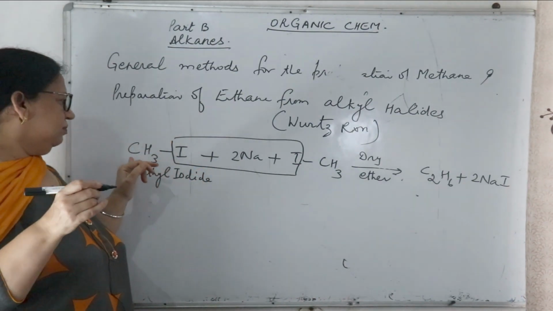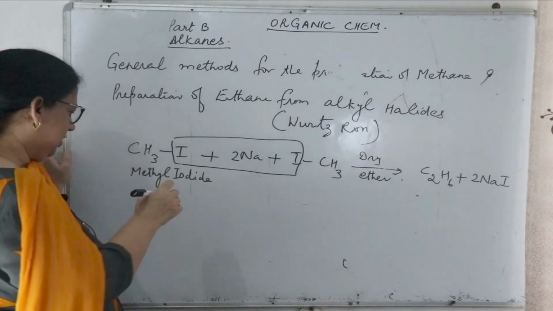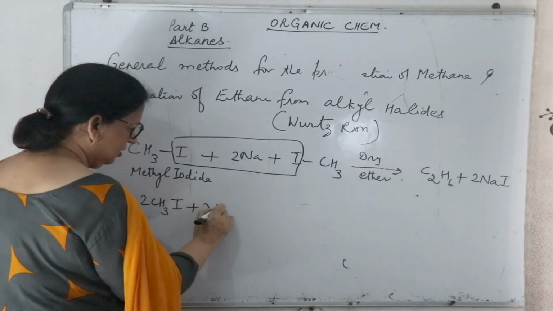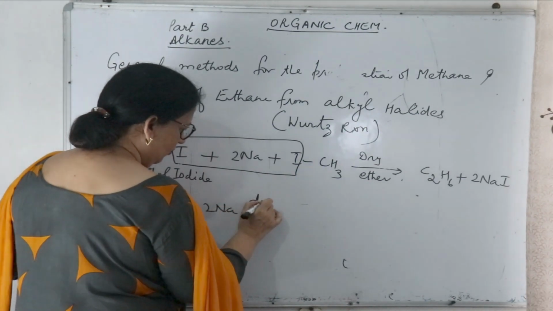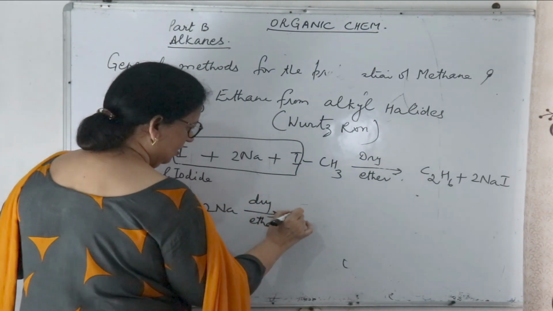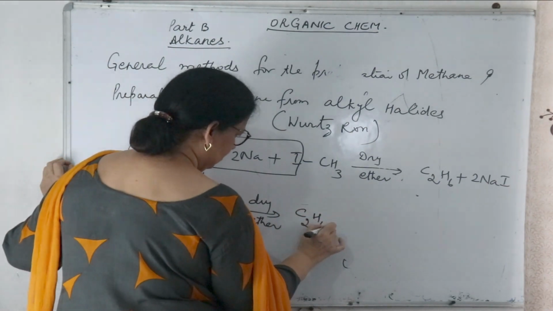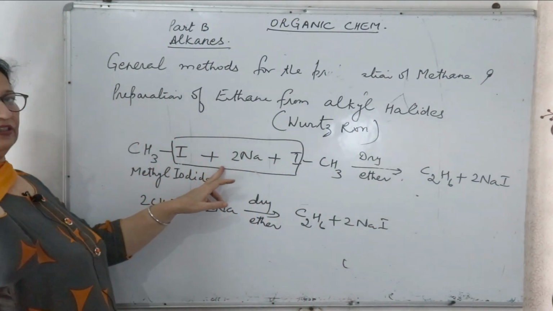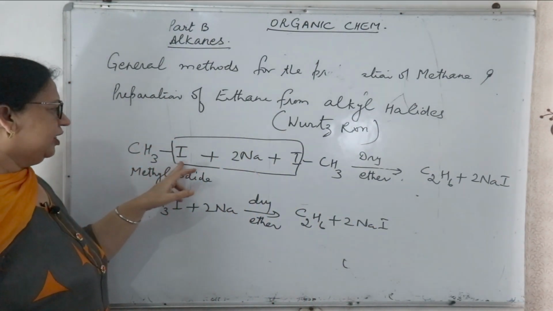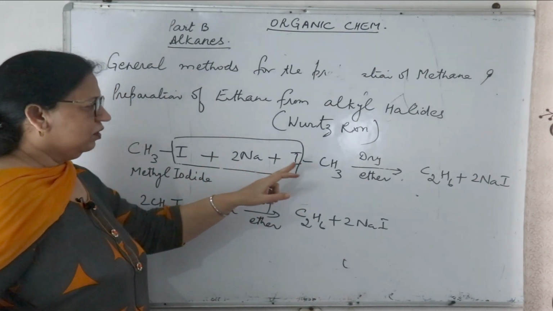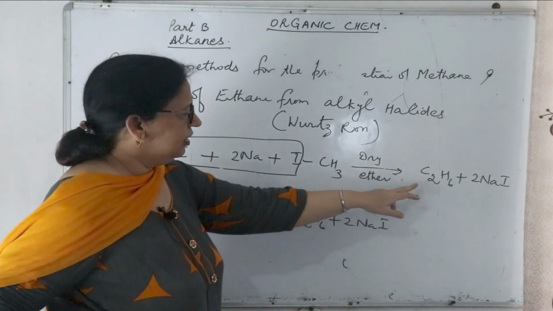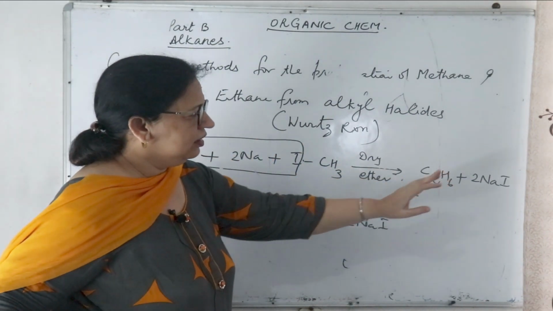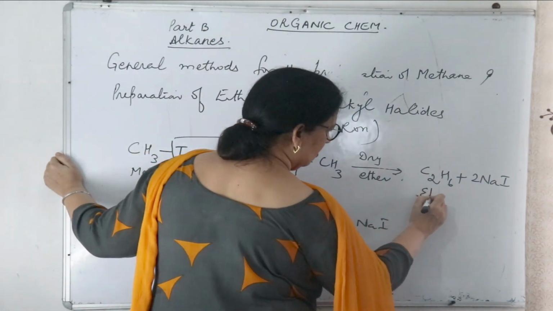So what is this reaction? Methyl iodide, we can write like this also: 2CH3I plus Na in the presence of dry ether will give C2H6 plus 2NaI. This I gave you just to understand the reaction. Methyl iodide plus sodium, then again one molecule of methyl iodide in the presence of dry ether, as this part will separate out and this will become ethane plus sodium iodide.